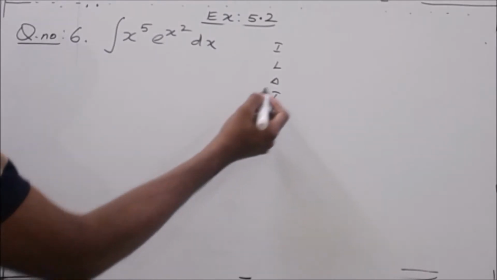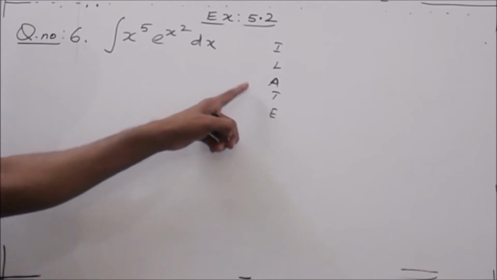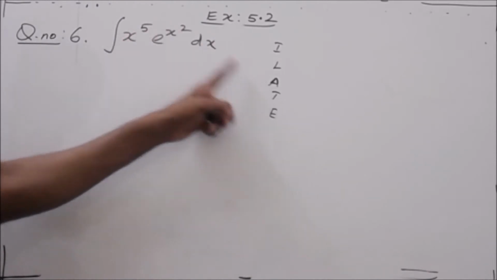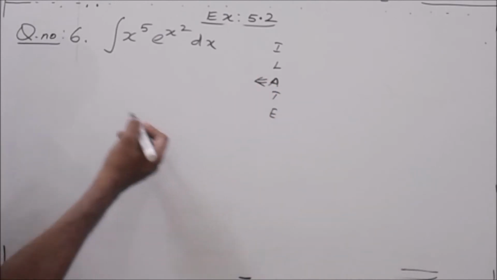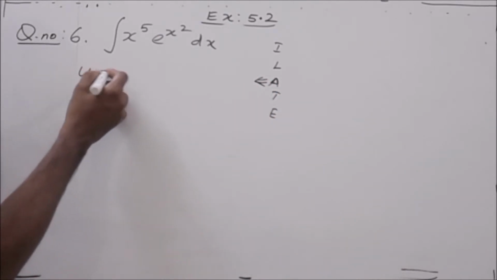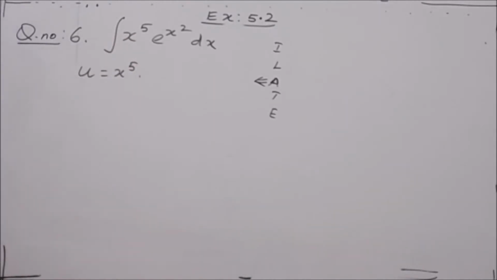By order of priority, choose u as the algebraic function, then the exponential. So algebraic is first in the order of priority. So take u equal to x to the power 5, and the remaining is e power x square.